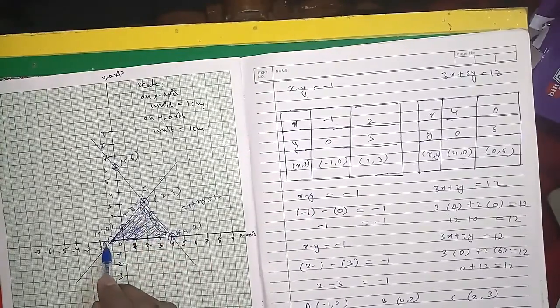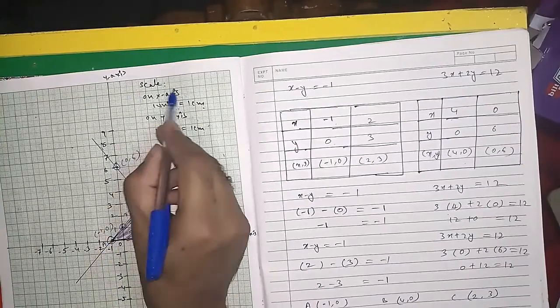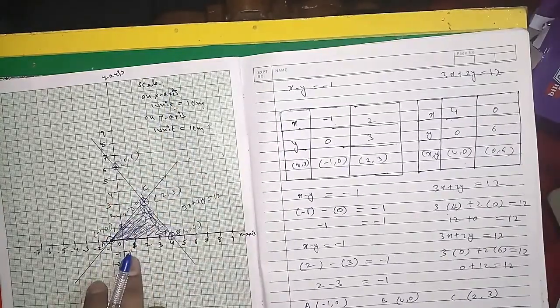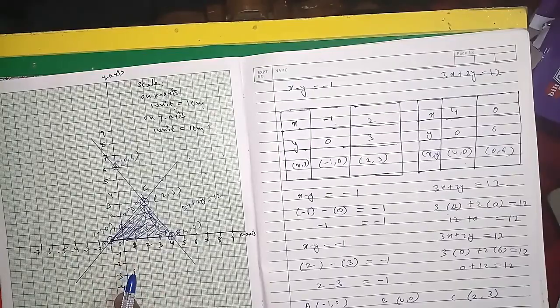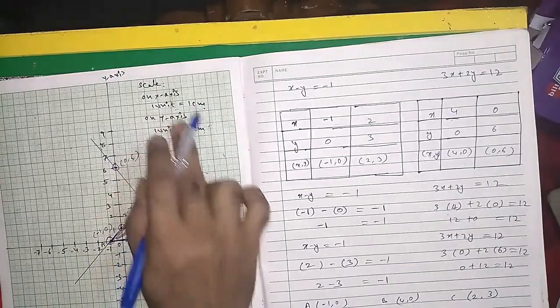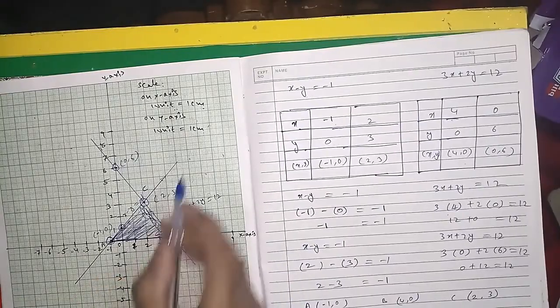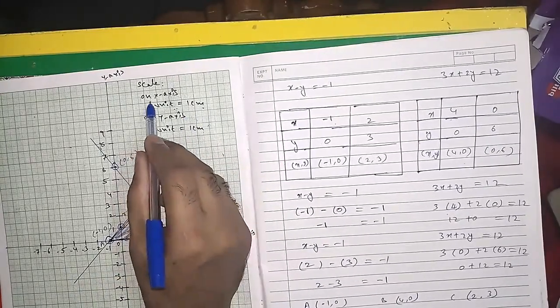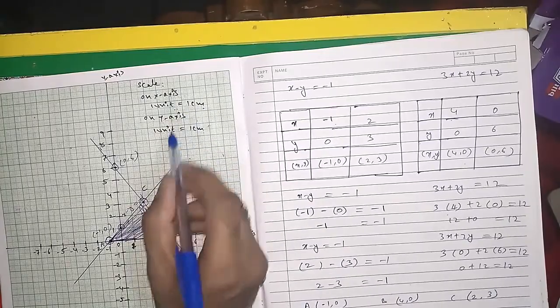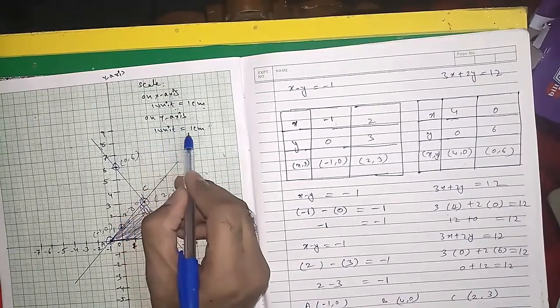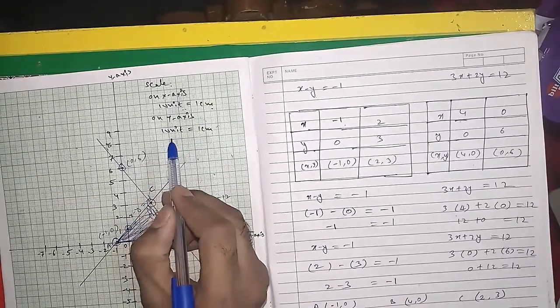I have named them A, B, C. Scale on the x-axis: what is the difference between one number and another number? It is 1. It is called 1 unit. And what will be the measurement of one cell of the graph? It will be 1 centimeter. So on the x-axis 1 unit is equal to 1 centimeter, on the y-axis 1 unit is equal to 1 centimeter. This was our problem.